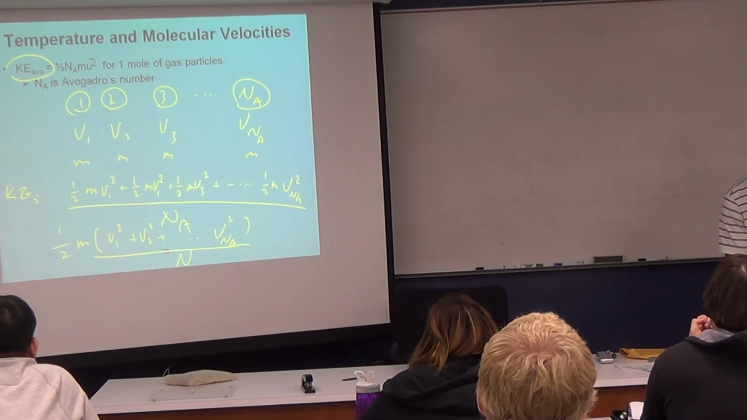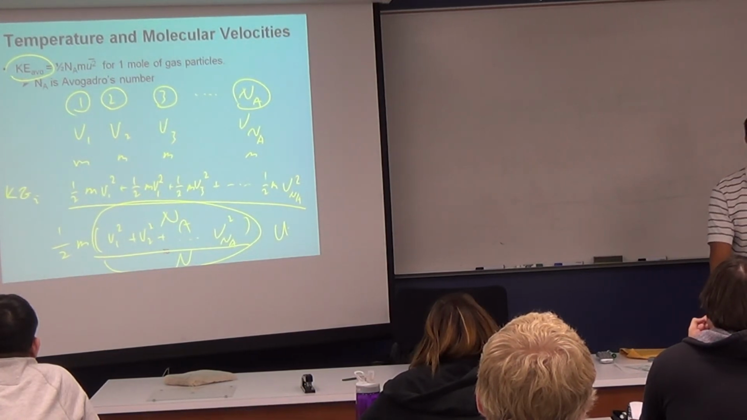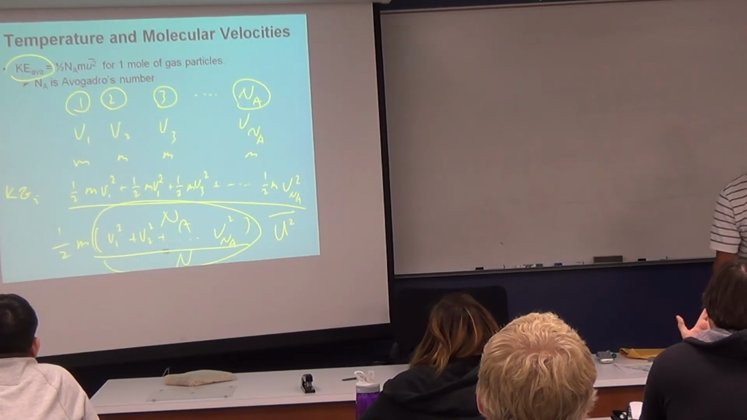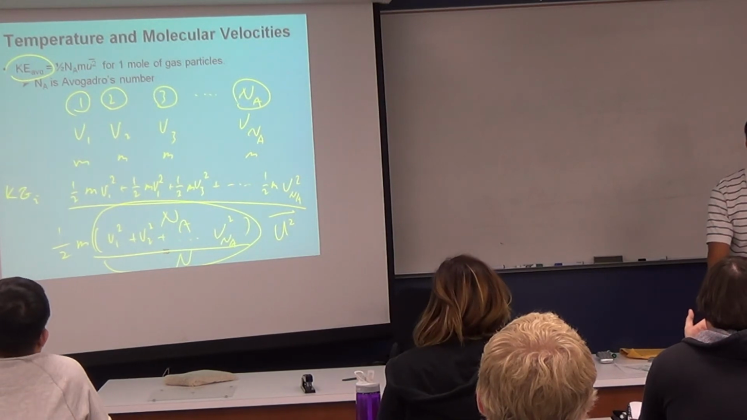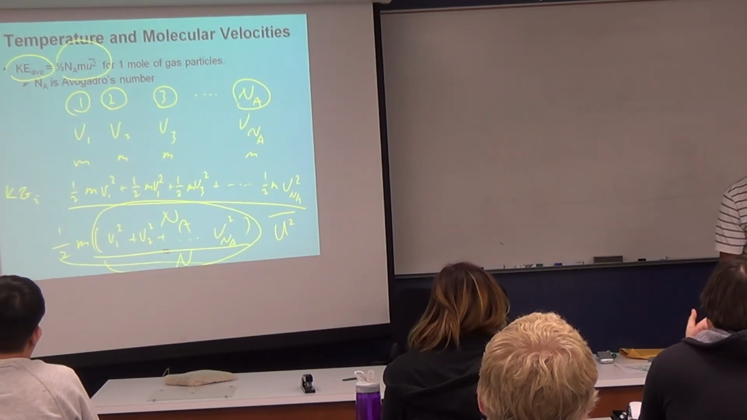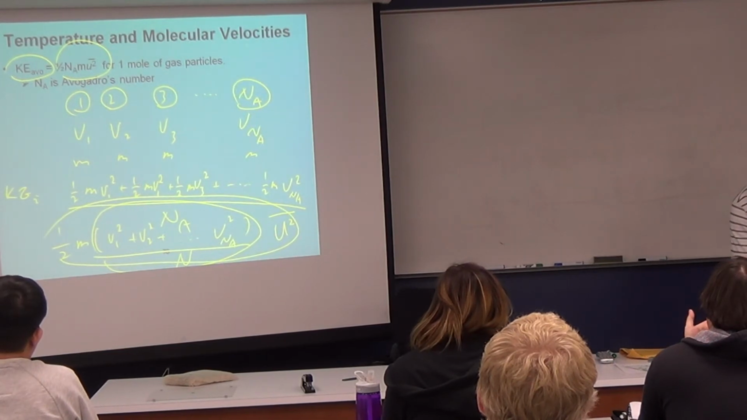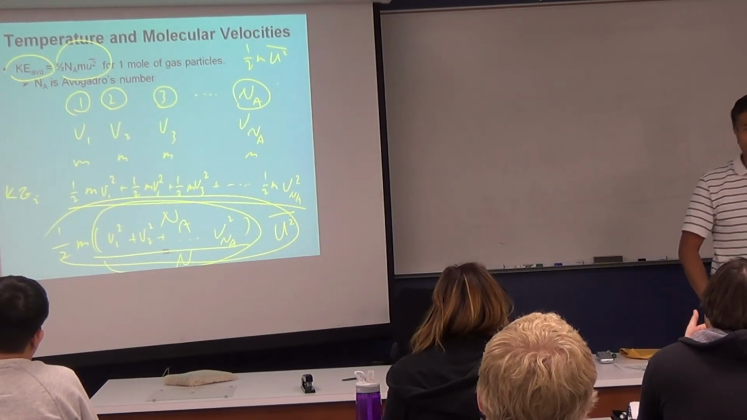What do you call this guy? Well, you give it a different letter. You can't call it v anymore. You call it u. You get a u squared, and this bar means average. So you almost get that equation. What you get right now is half m u squared bar, and this is the average KE for one particle.